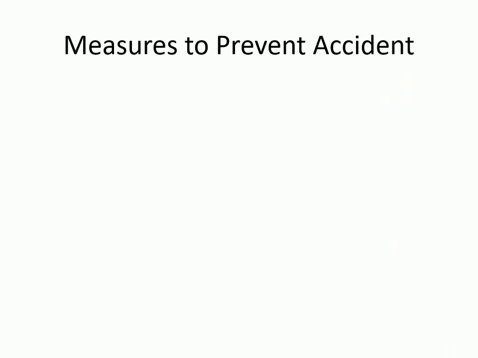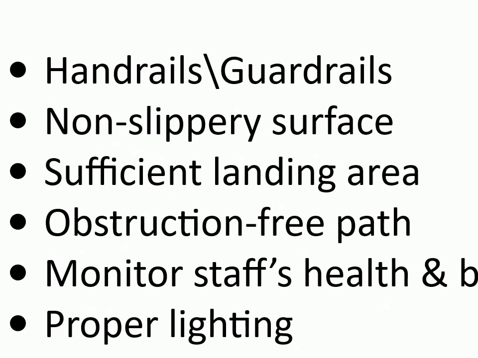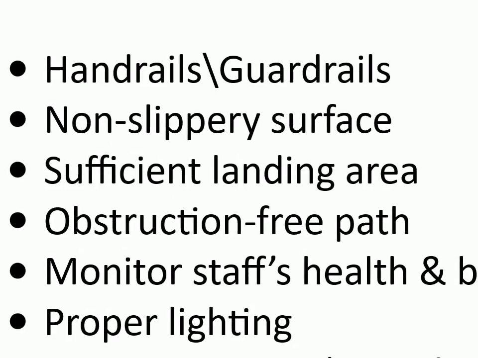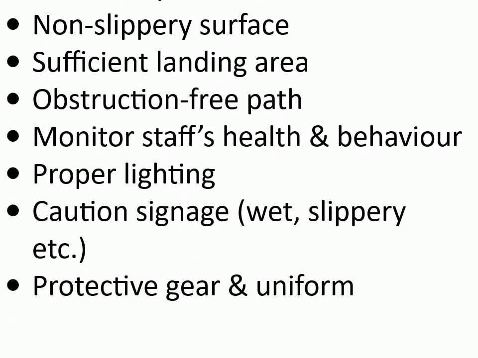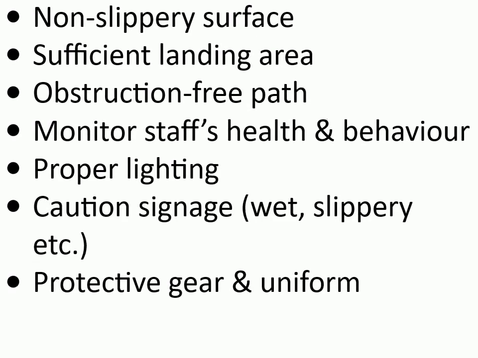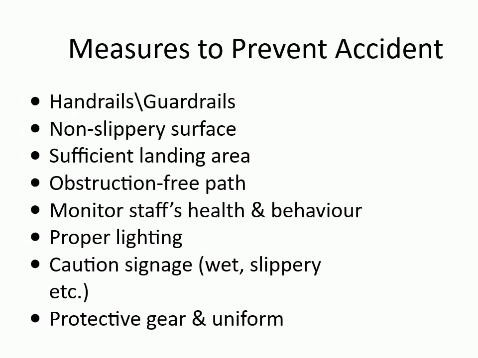Measures to prevent accidents: handrails, guardrails, non-slippery surface, sufficient landing area, obstruction-free path, monitor staff's health and behavior, proper lighting, caution signage for wet, slippery areas, etc., protective gear and uniform, and an accident form.